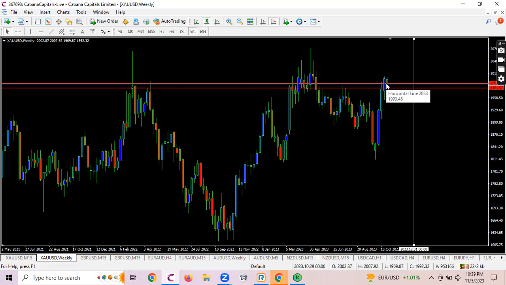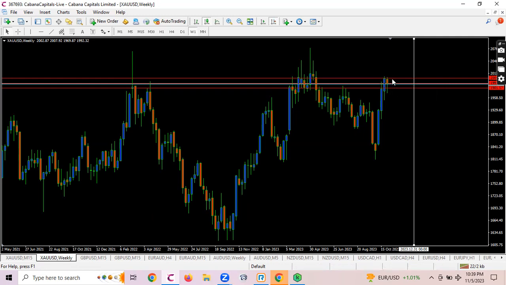Now, after the close of last week candle, a new resistance was formed. So if I would buy gold, this resistance should be broken. That is when I will consider buying gold. Now, after the formation of this, I believe if we go down to daily, 4 hour, 1 hour, we'll be able to identify a support. And for me to sell, that support must be broken.